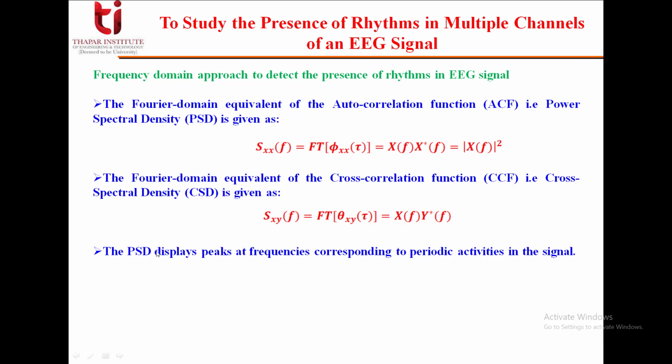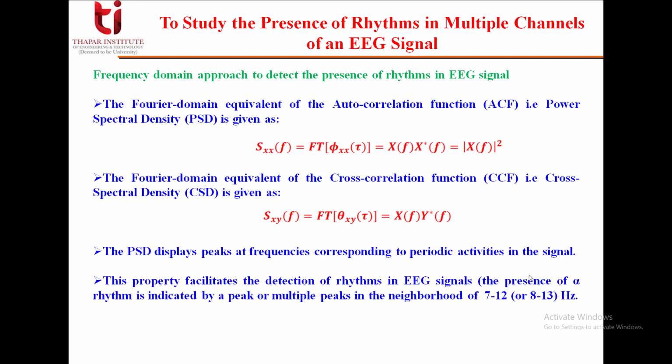The power spectral density displays peaks at frequencies corresponding to periodic activities in the signal. This property facilitates the detection of rhythms in EEG signal. Mainly, the presence of alpha rhythm is indicated by a peak or multiple peaks in the neighborhood of 7 to 12 Hertz in some books, or in some it is 8 to 13 Hertz.